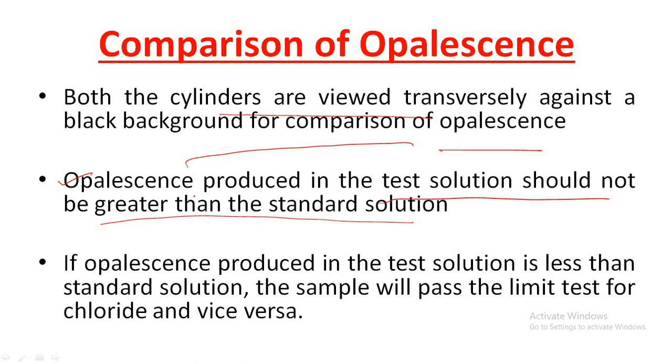And the pharmacopoeia says that for a particular substance, the opalescence produced in the test solution should not be greater than the standard. Means the impurities should be present within the permissible limits. That is why we are doing this test. And if the opalescence produced in the test solution is less than the standard solution, the sample will pass for the chloride, and vice versa. So this is the comparison of the opalescence. This is how we compared both the test and the standard solutions. Now move to the next slide.